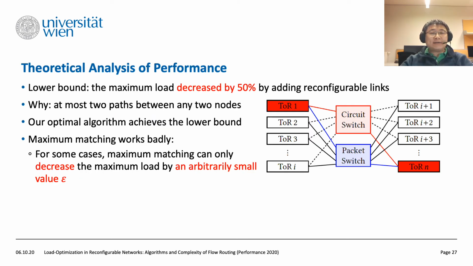Here we do some theoretical analysis of performance. The maximum load can only be decreased by half after adding these reconfigurable links, because for each pair of demands, there are at most 2 edge-disjoint paths between them. Our optimal algorithm definitely achieves this lower bound. Meanwhile, for the max matching algorithm, we found for some examples that it can only decrease the max load by an arbitrarily small value.